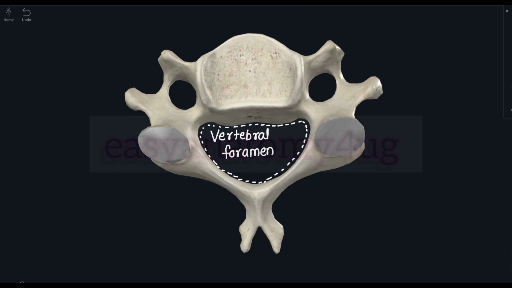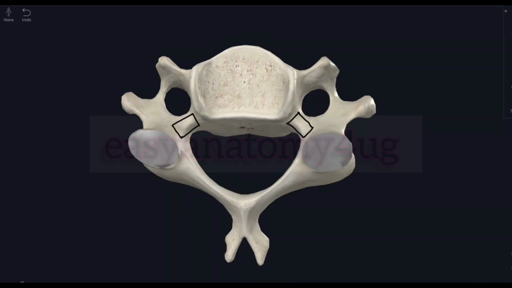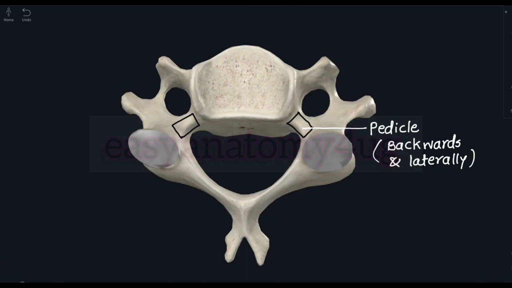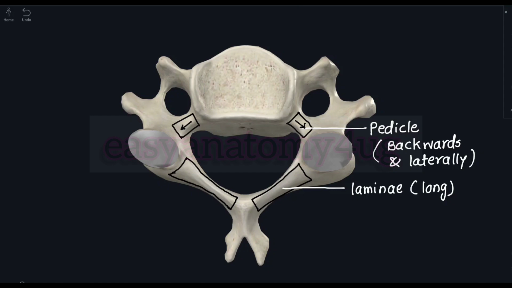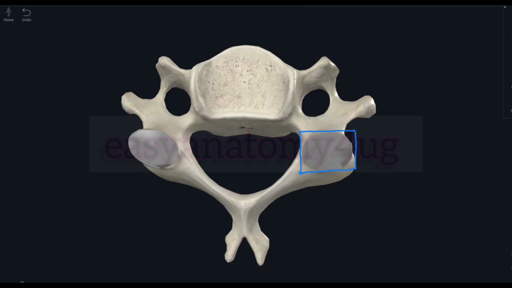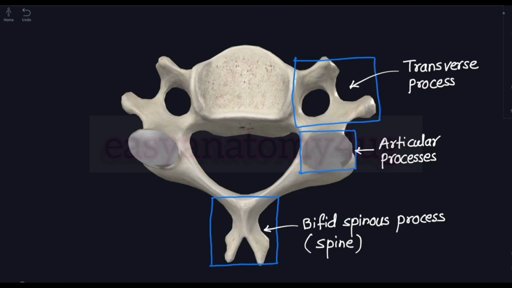The vertebral foramen of the cervical vertebra is larger than the body, triangular in shape. The spinal cord passes through the vertebral foramen. It shows pedicles arising from the body and directed backwards and laterally, laminae which are directed backwards and these are long. Then it has the articular processes, transverse process and spinous process.